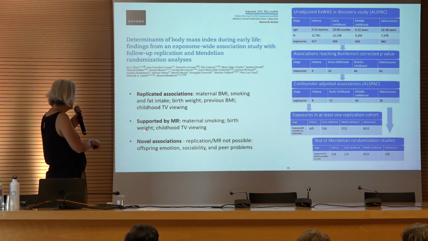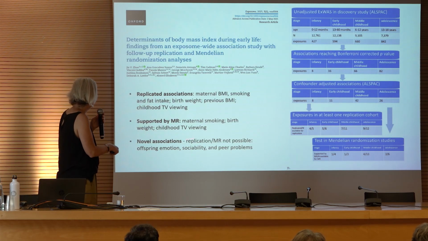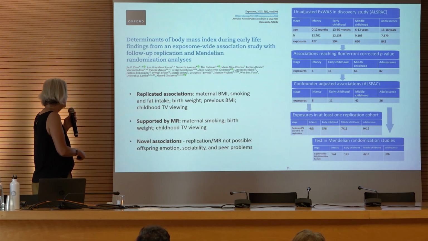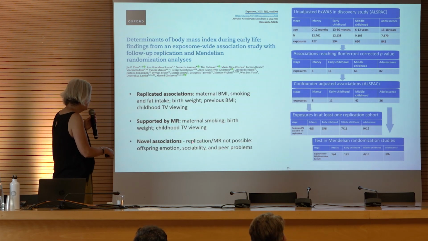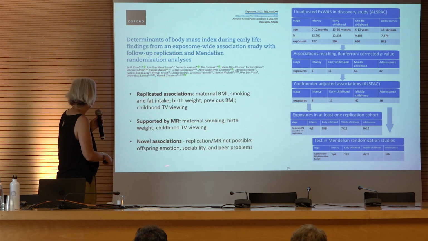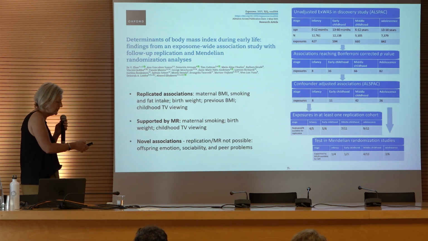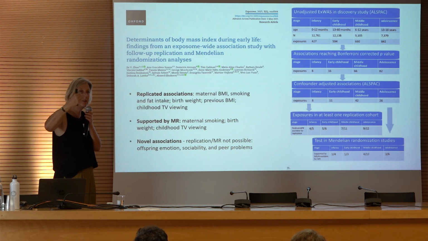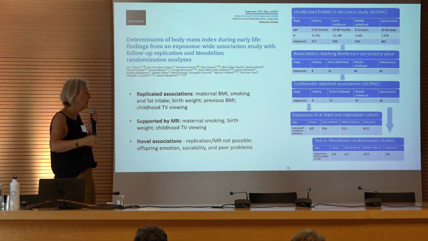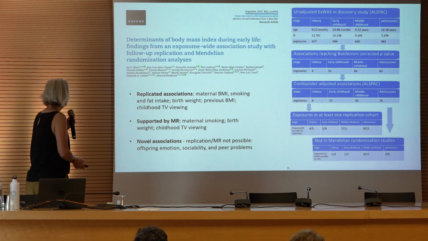Some of that was supported by the Mendelian randomization, but not all of these exposures and risk factors, not all of it was possible to run Mendelian randomization analyses. So there were also some novel associations that could not be replicated or tested in Mendelian randomization. So this is just an example. These are examples of ways in which you can start with an exposure-wide association study and then go through the steps to try and get closer to establishing causality.